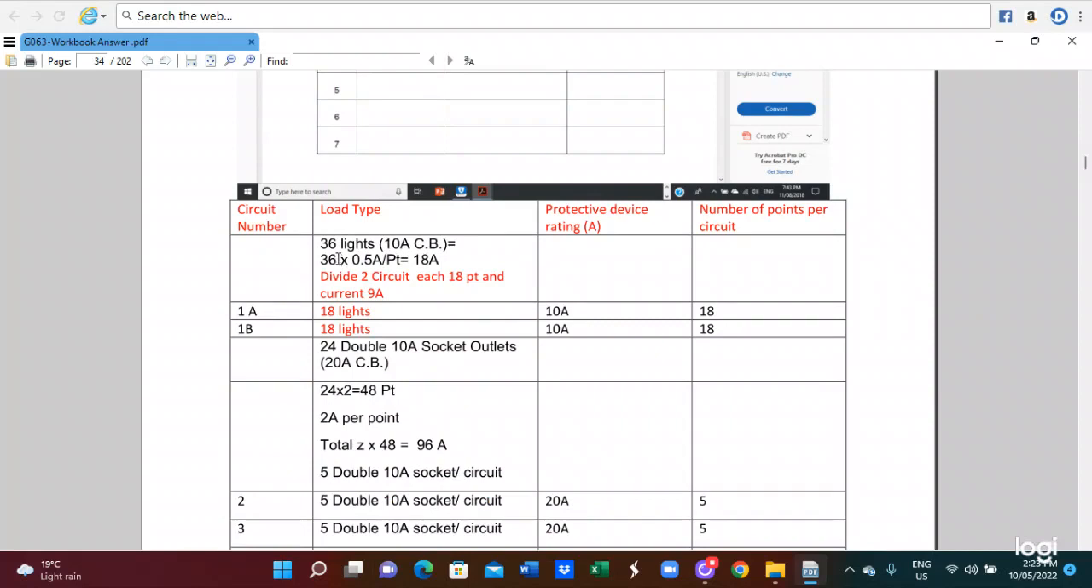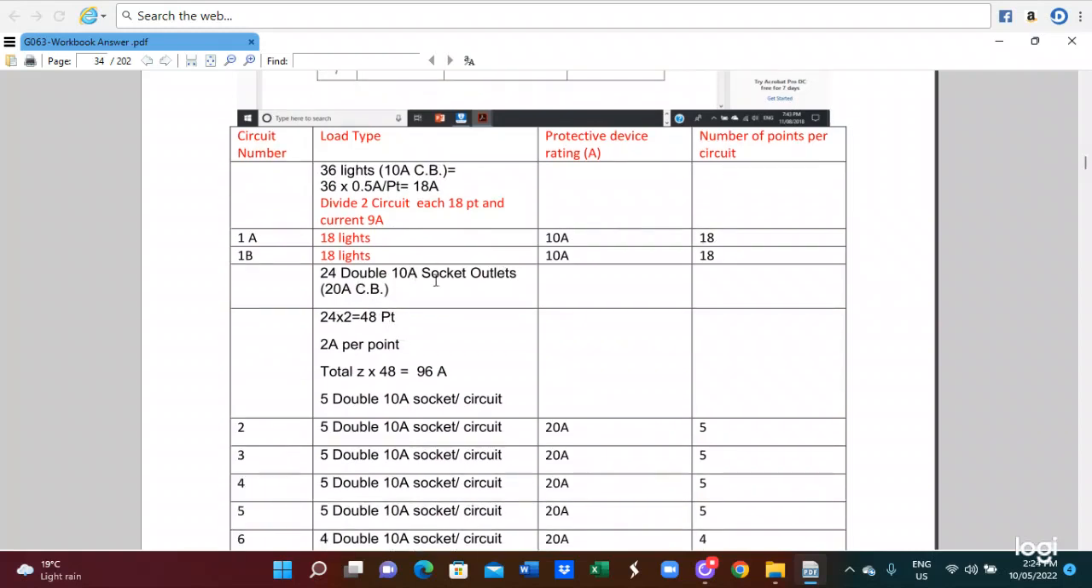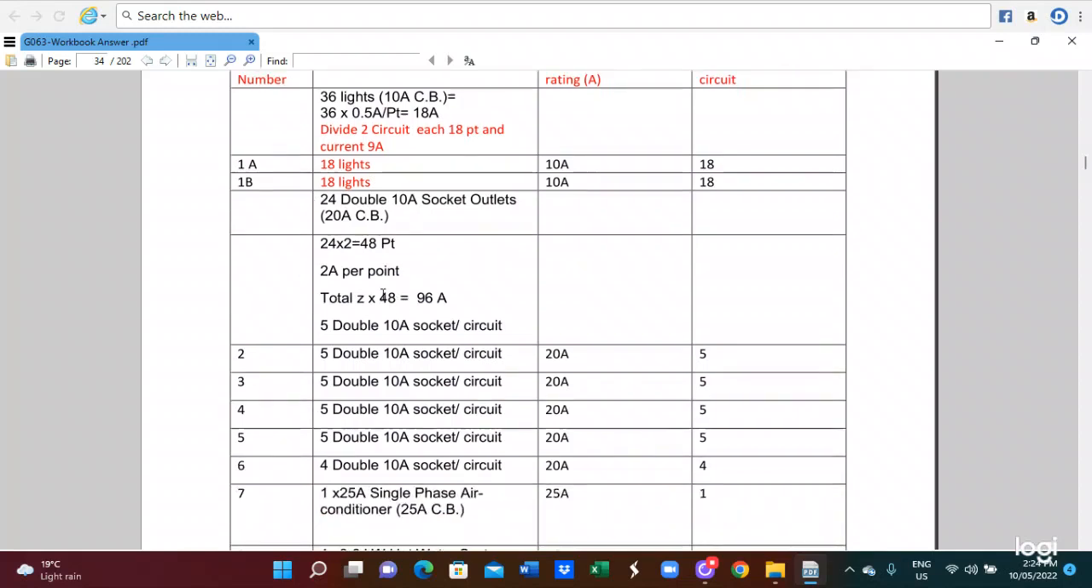So this is 36 divided by 0.5 ampere per point, so that will be 18 ampere. So in this case, 18 lights is the current, the 10-ampere protective rating, and the number of points per circuit can be 18. Also the 24 10-ampere socket outlets on 20-ampere circuits, so 24 multiplied by 2 means 48 points. This is 2 ampere per point, so 2 multiplied by 48 is 96 ampere.